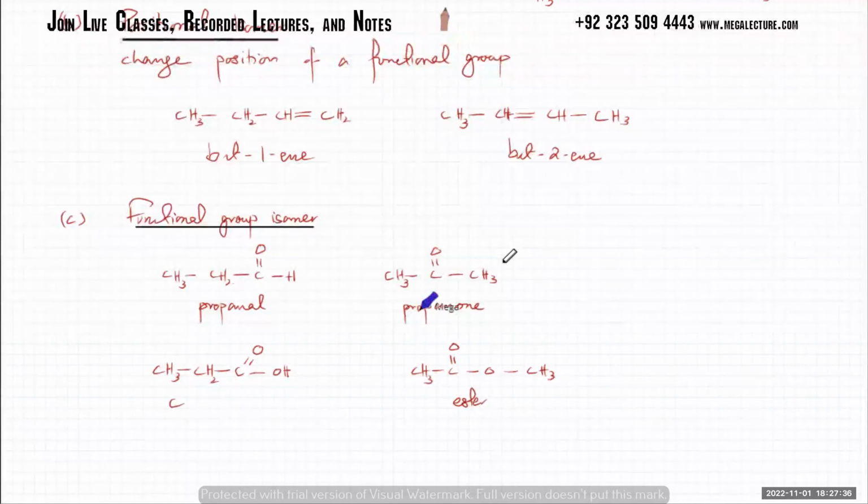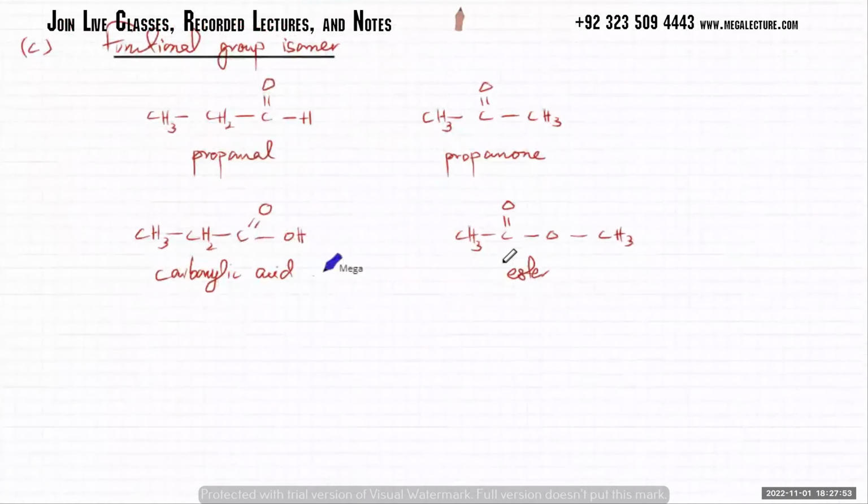So the other one can be a carboxylic. और इस तरह बहुत सारे हैं, ठीक है? A lot of functional groups can be isomers of each other. Alkanes and alkenes can be isomers.